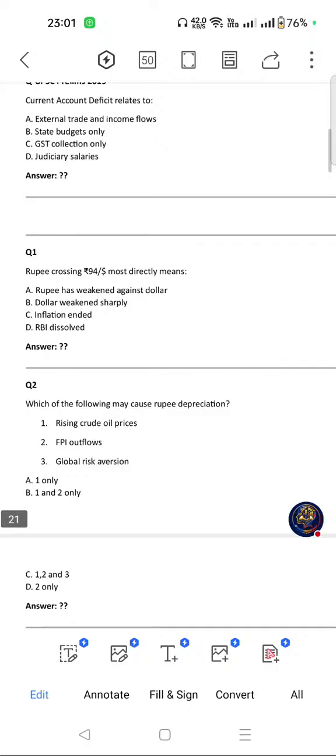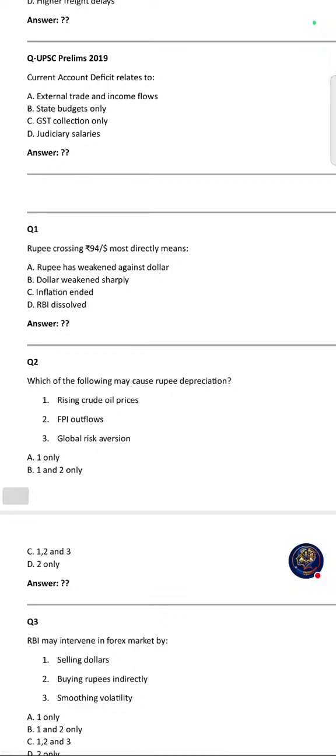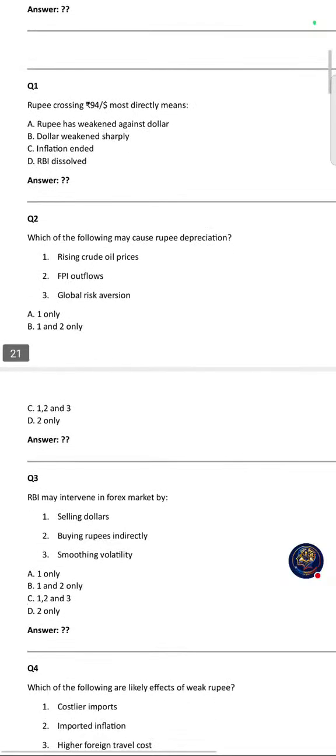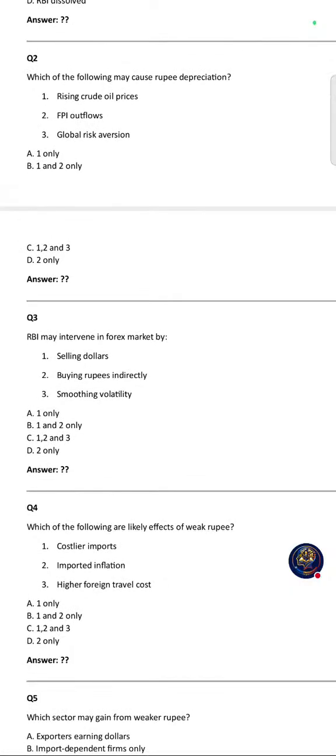Next, current account deficit relates to what? External trade and income flow. Yeah, A is correct. Next, rupee crossing 94 rupees per dollar most directly means the rupee has weakened against the dollar. A is correct.